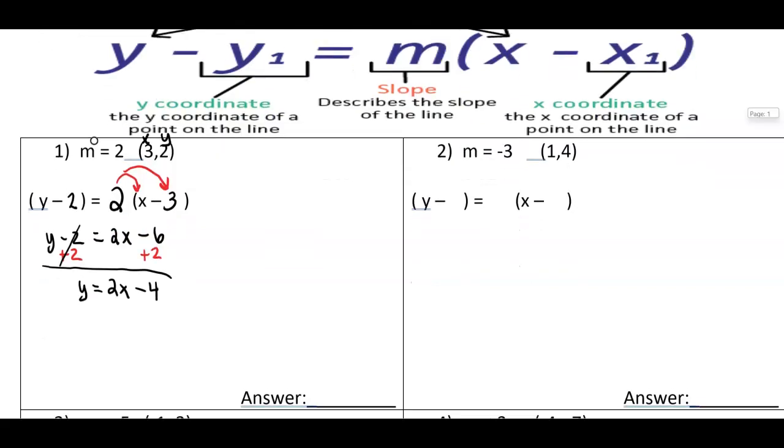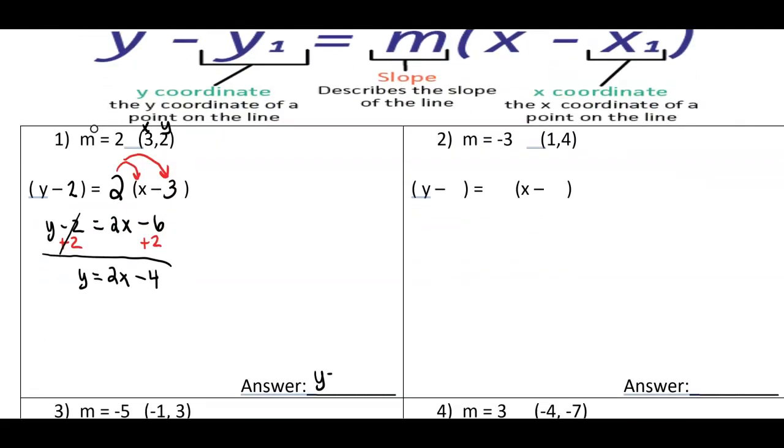So I did all that. I had a point and a slope, and now I have my y equals mx plus b equation. And this is much easier to graph than, say, a point-slope graph. Let's try number 2 together.